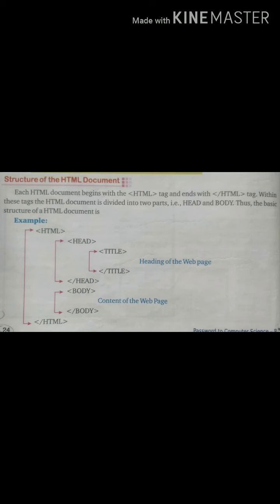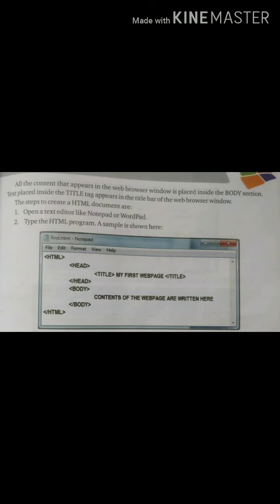In the head part, you will have only the title tag. When you write the title tag, it appears in the title bar. And the body will be the output displayed on the screen in the web browser. So the body part will be displayed on the web browser. All the contents that appear in the web browser window are placed inside the body section. Whatever is displayed on the web browser is written in the body section. Text placed inside the title appears in the title bar, as I told you earlier.